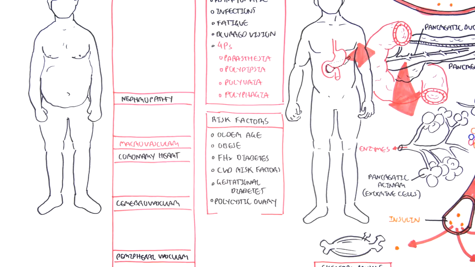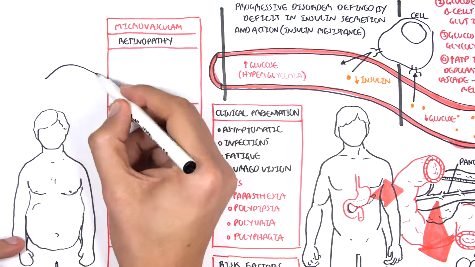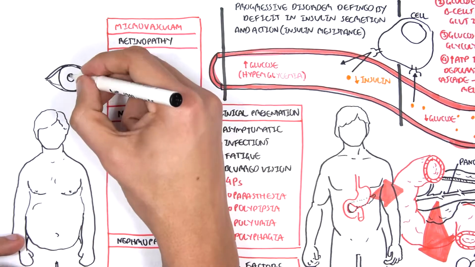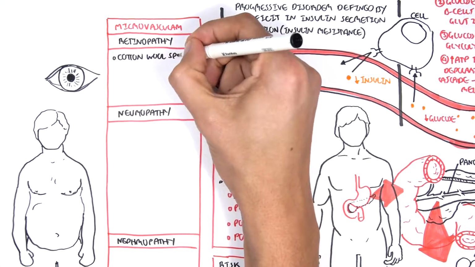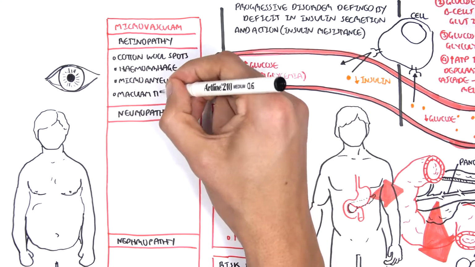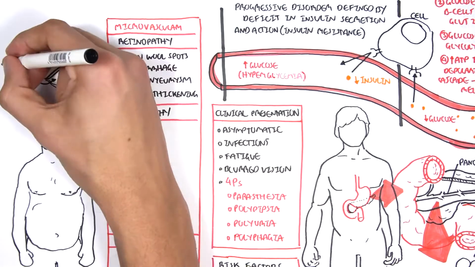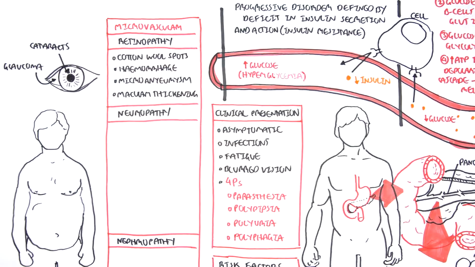Let's focus on microvascular complications, beginning with retinopathy. The eyes of a person with diabetes should be examined regularly. Internal changes such as cotton wool spots, microhemorrhages, microaneurysms, and macular thickening may occur. Eye conditions such as glaucoma and cataracts may result.